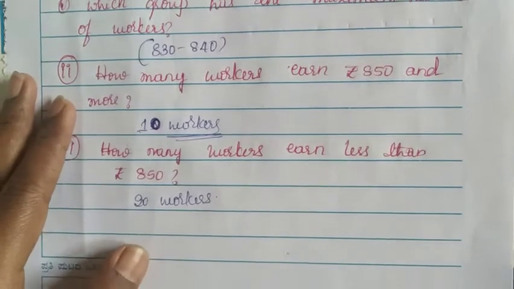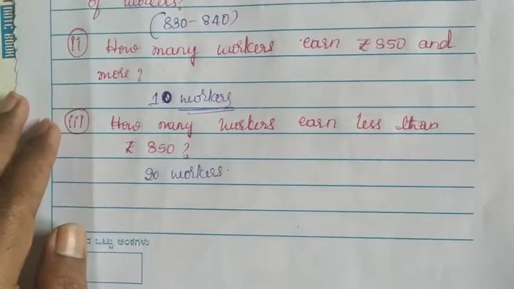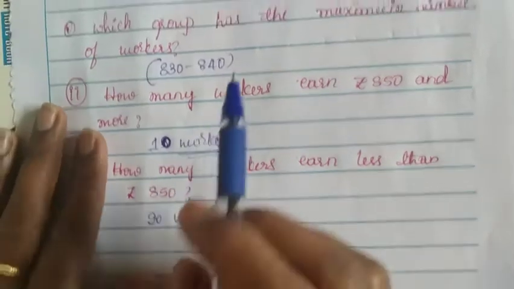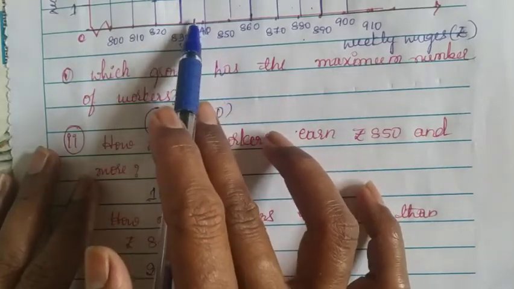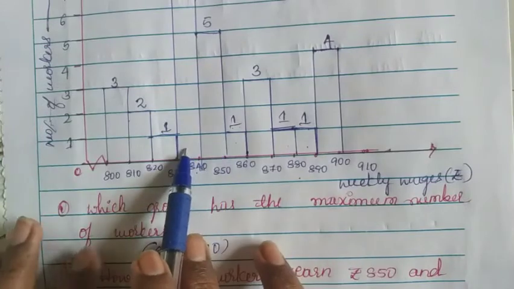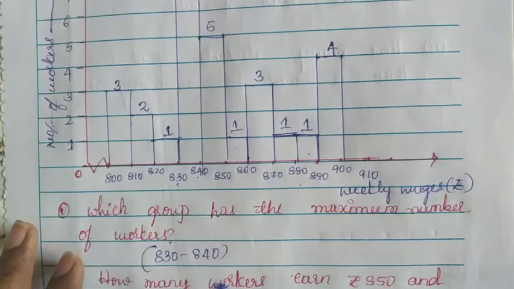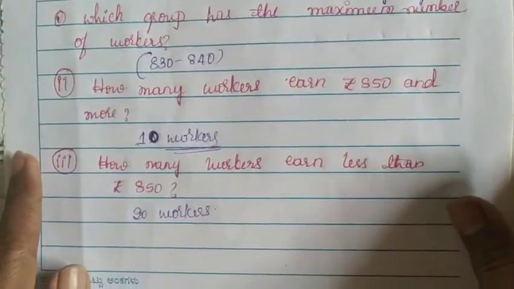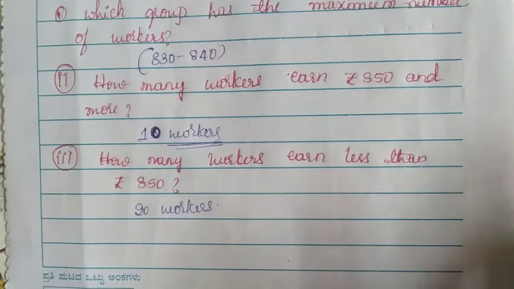The last question is how many workers earn less than 850? Here, less than 850 is earned by 20 workers. Yes, below 850 we count now. 5 plus 9, 14, 14 plus 1, 15, 15 plus 2, 17, 17 plus 3, 20. Totally 20 workers. 20 workers earn less than rupees 850.